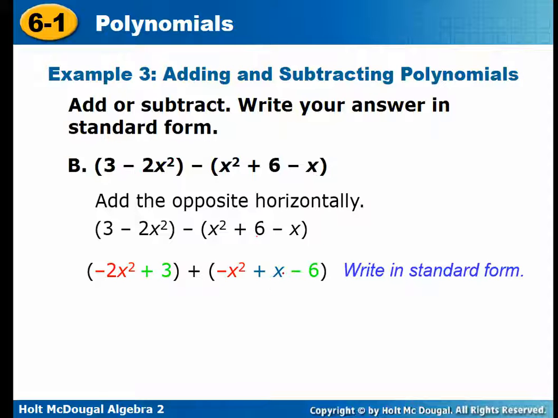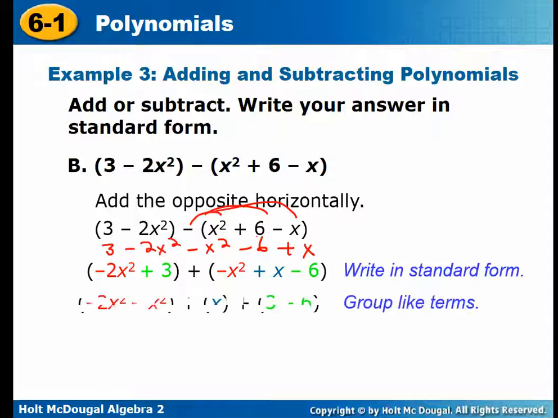You don't have to do that stuff either. But you do have to make sure that it's minus x squared minus 6 plus x. This will change the sign of every single term in the second parentheses. And then you combine your like terms after that.